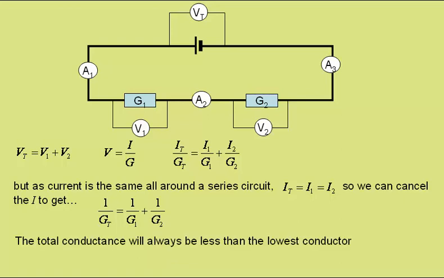The total conductance will always be less than the lowest conductor in the circuit. This gives you a quick check that your calculation is probably correct.